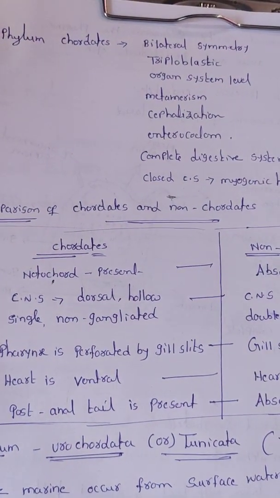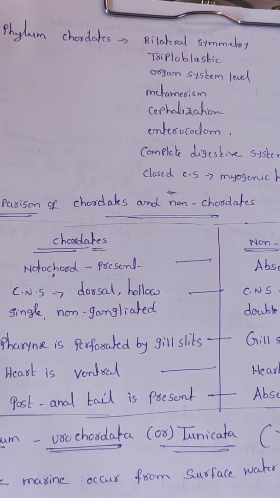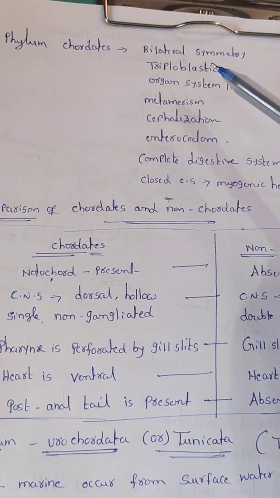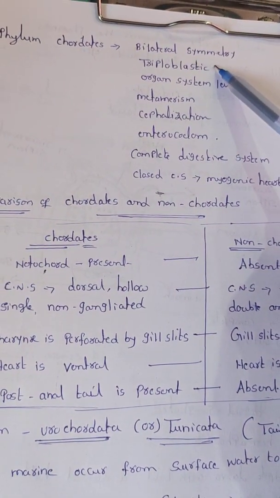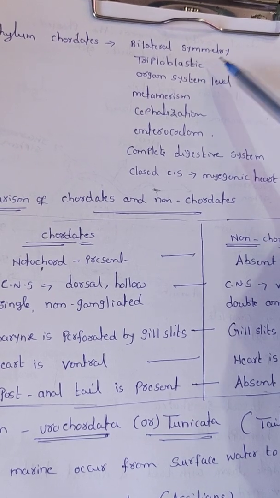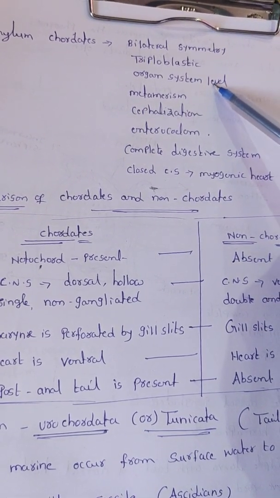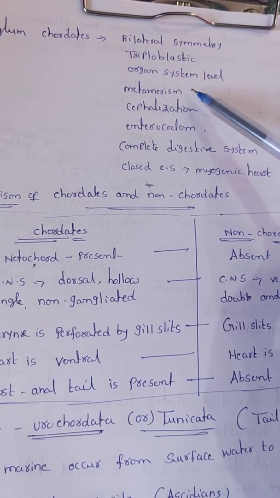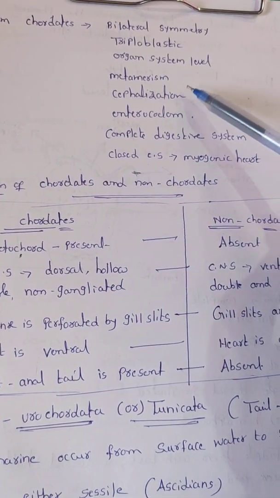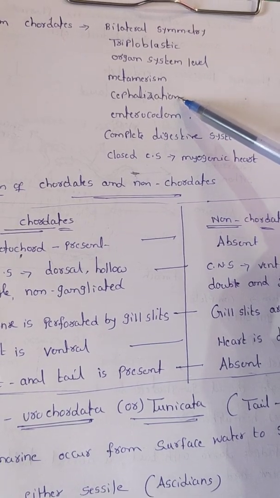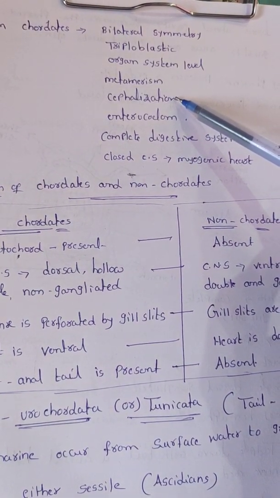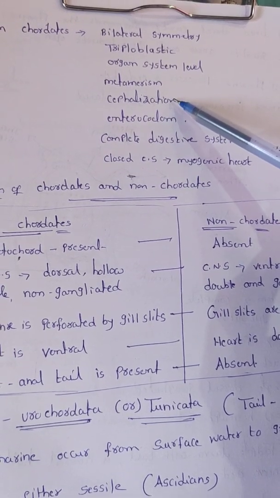Today we will discuss the remaining characteristics of phylum Chordata. Very familiar. The chordata have what type of symmetry? Bilateral symmetry, and they are triploblastic in nature. The level of organization is the organ system level, and they show metamerism, that is segmentation, and they show cephalization. Cephalization indicates that in the anterior part they have a nervous system, that is called cephalization.